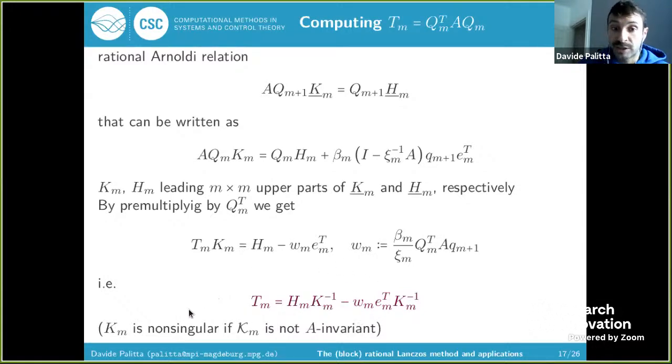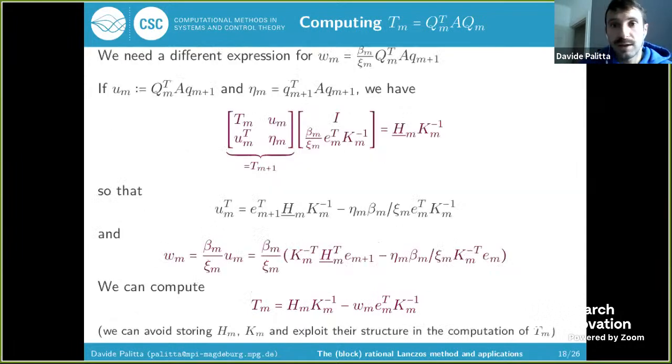We come up with this expression here. But unfortunately, again, this vector Wm that is defined here has the presence of the old basis Qm. So we need to come up with a different expression for Wm, and this is what we've done. If we define Um in this way, and eta m in this other way, then Tm plus 1 can be written in this way, and it's basically the rational Arnoldi relation that we had in the previous slide.